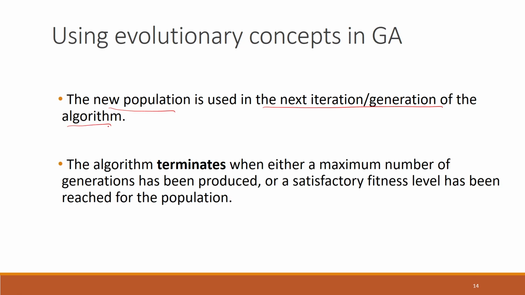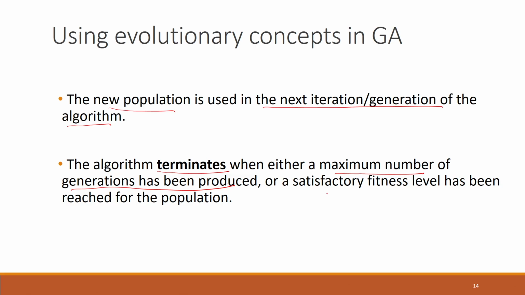So we apply different operators like crossover and mutation on this new population, and then we get the final population of the genetic algorithm in that particular iteration or generation, and then we decide whether we want to terminate or not. Okay. So termination criteria has to be set in the beginning. One of the termination criteria can be that we decide on the maximum number of generations or iterations that we want to run this algorithm.